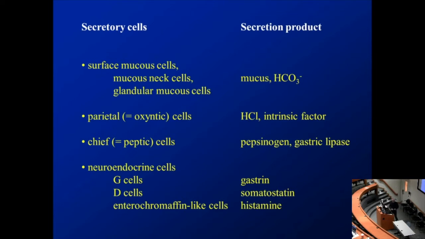I mentioned these two other names in parentheses, oxyntic cells and peptic cells. These are older terms, but you find them in textbooks, so you know what we are talking about. I won't use them in the upcoming discussions, so I will always refer to them as parietal cells and chief cells. Then we have neuroendocrine cells, the G cells producing gastrin, an important hormone that regulates secretions, D cells, somatostatin, and then these enterochromaffin-like cells, which we will also further discuss because they are very important to stimulate acid secretion in the stomach. We get to this in a second.